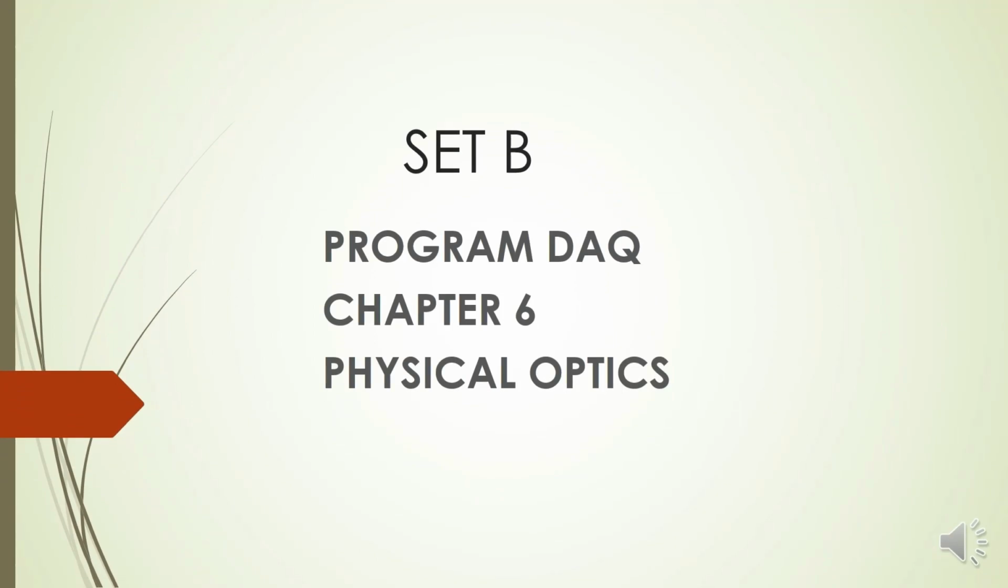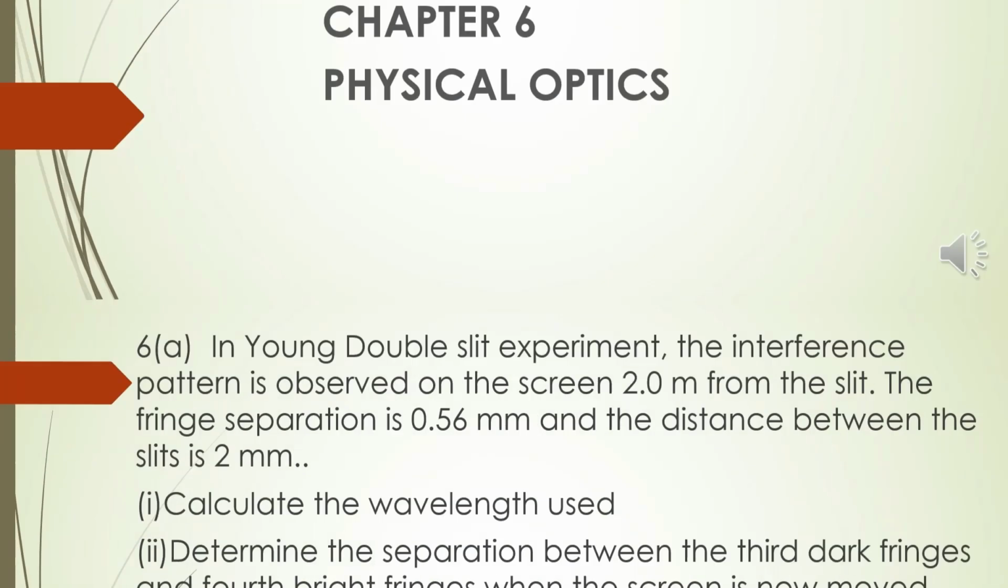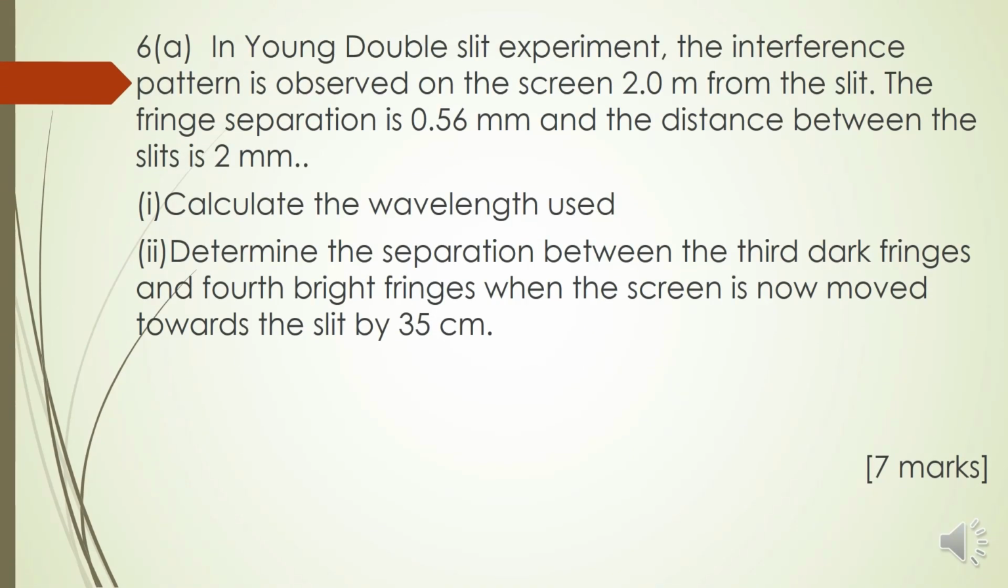Set B, Program DAQ, Chapter 6, Physical Update. Soalan number 6A. In Young's double slit experiment, the interference pattern is observed on the screen 2 meters from the slit. The fringe separation is 0.56 mm and the distance between the slit is 2 mm. Calculate the wavelength used and determine the separation between the third dark fringe and fourth bright fringe when the screen is now moved toward the slit by 35 cm.